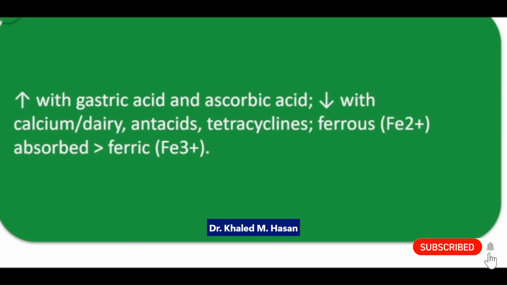Here we talk about two types of iron available. We have ferrous, Fe2, and then we have ferric, Fe3. Ferrous, Fe2, is more easily absorbed than ferric.